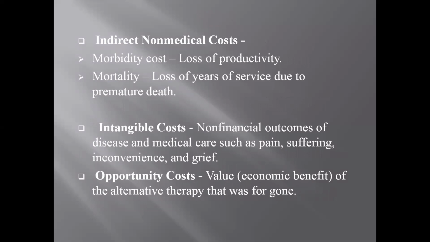Then coming to indirect cost, like morbidity and mortality cost. So indirect cost defines the expense incurred for the reduction of work productivity as a result of morbidity and mortality associated with a given disease. So indirect cost consists of work loss, then worker replacement and reduced productivity from illness and disease.